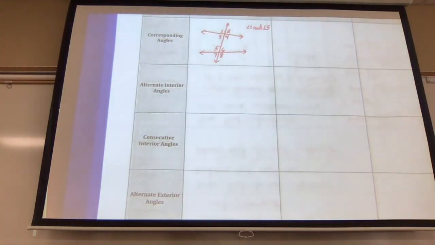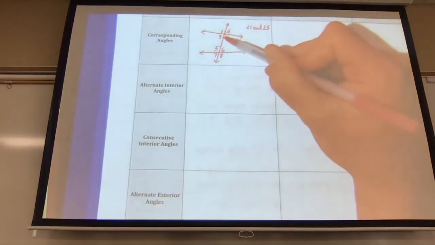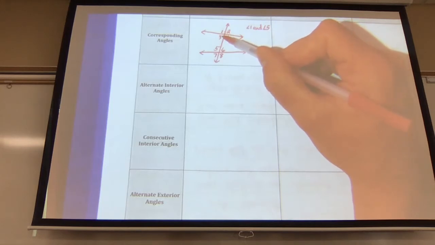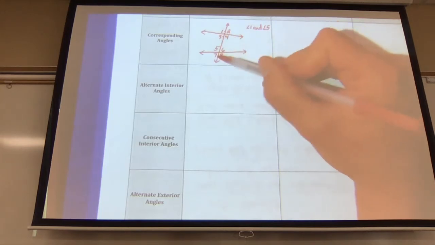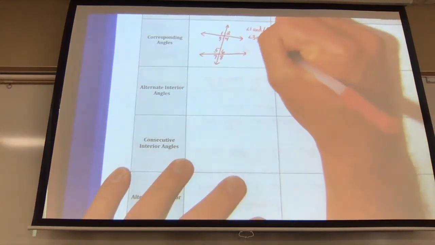Now that's just one set. There's several others. Let's take angle 3. Angle 3 is to the left of the transversal, but it's below the line being intersected. What other angle up here would correspond with angle 3? 7. Angle 7. 3 and 7 are both to the left and below. So 3 and 7 are another pair.